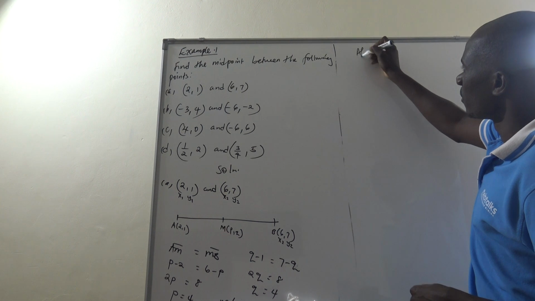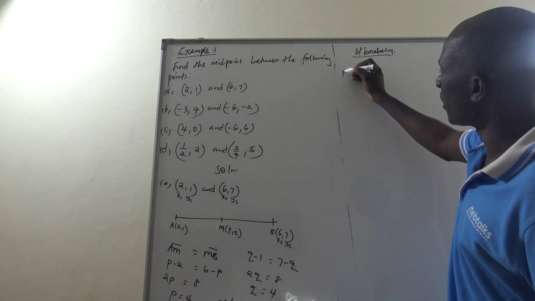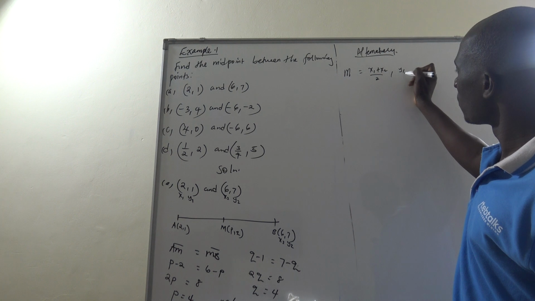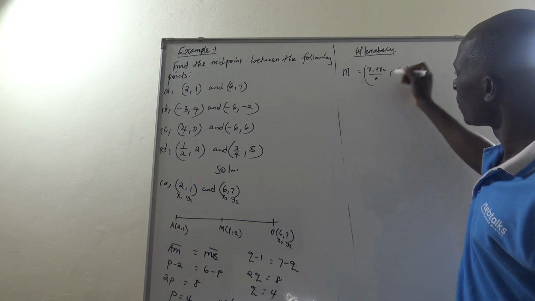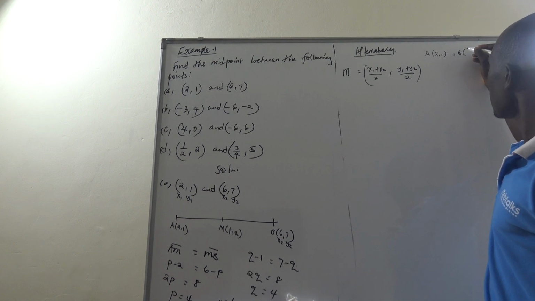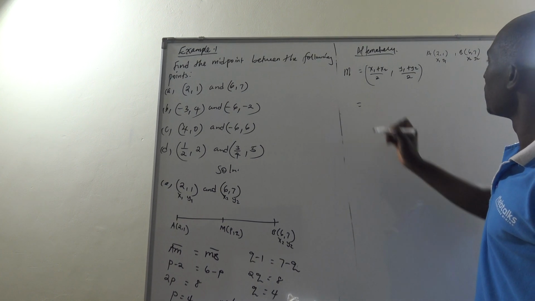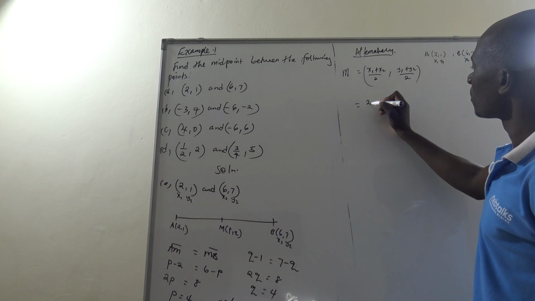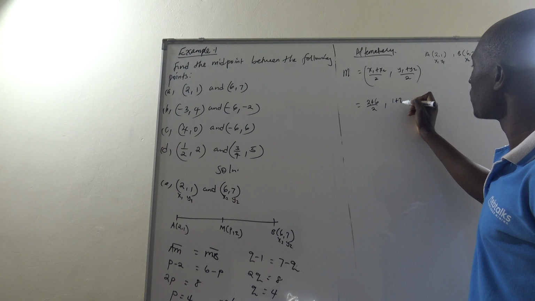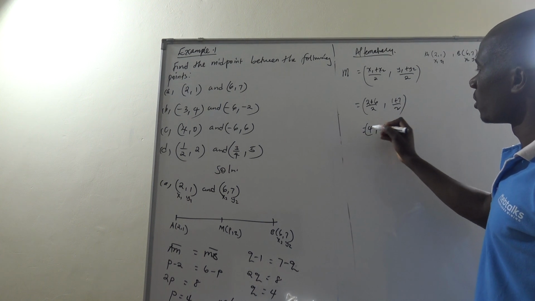Alternatively, let's just substitute in what we have already proved, that midpoint M equals ((x1 plus x2) out of 2, (y1 plus y2) out of 2). We have point A as (2, 1) and B as (6, 7). This is x1, y1. This is x2, y2. What is our x1? It is 2, plus x2 which is 6, out of 2, comma, y1 is 1 plus y2 is 7 out of 2. So 2 plus 6 you are getting 8 out of 2, you are getting 4. And 1 plus 7 is 8, still 4. So you can see the midpoint is the same.